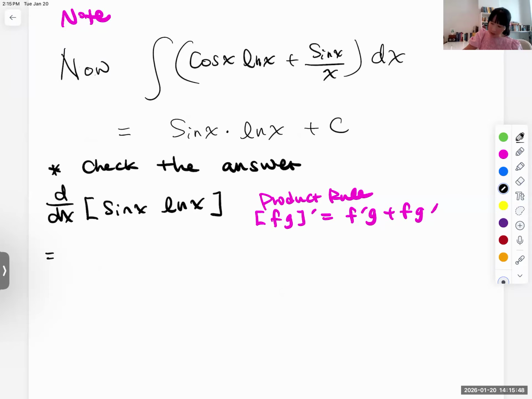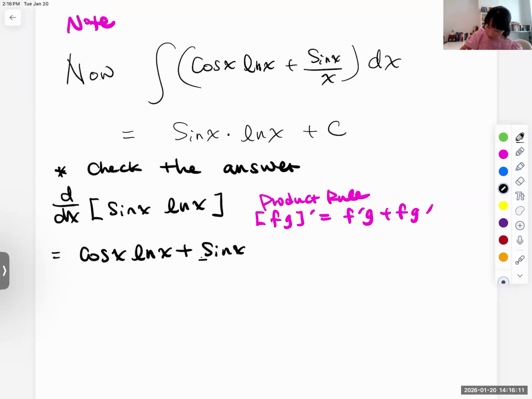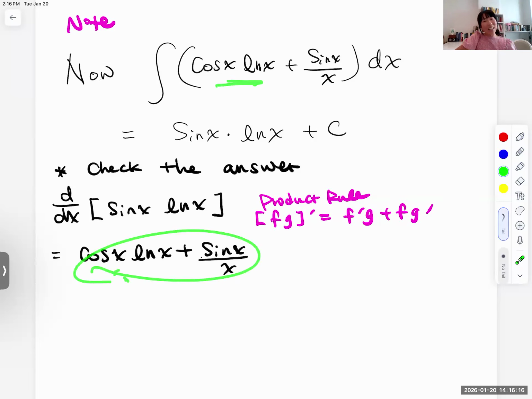Okay, so in that case, what's the derivative of sine x? Which is cosine x, right? So cosine x times g plus sine x. What's the derivative of ln x? I'm sorry, 1 over x. Okay, good. So 1 over x. Can you see that? So we get exactly the same as this one. So cosine x ln x plus sine x over x dx.